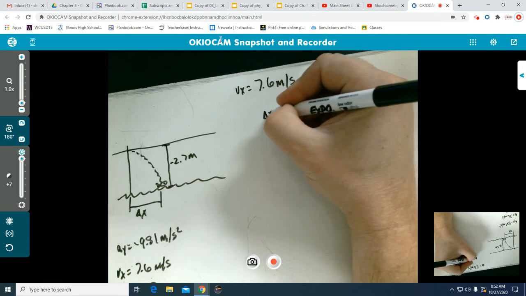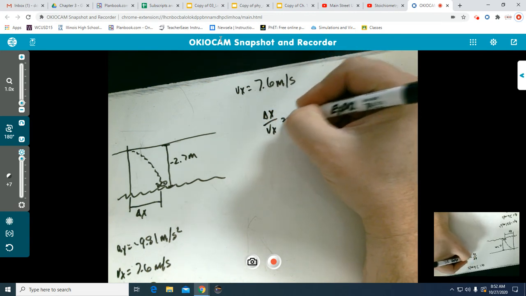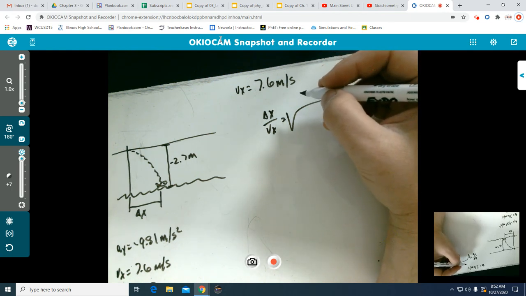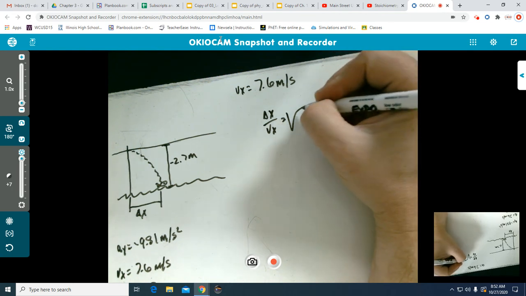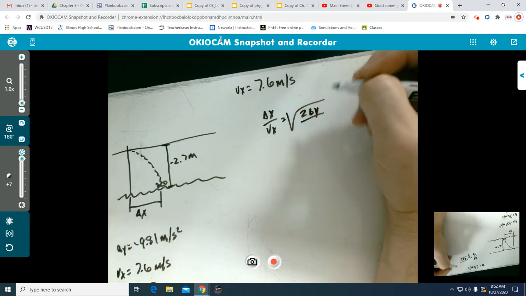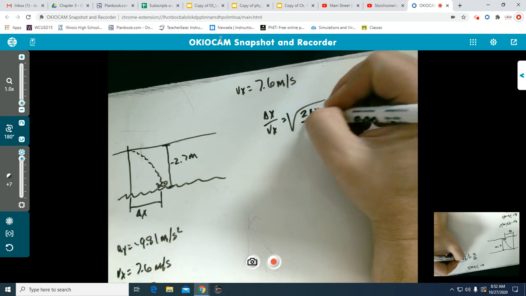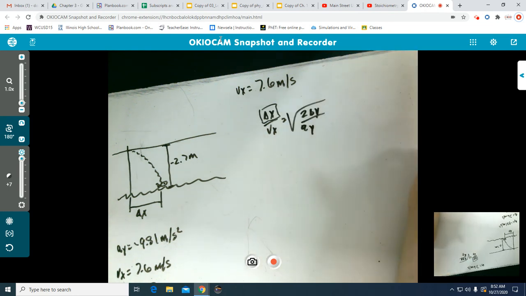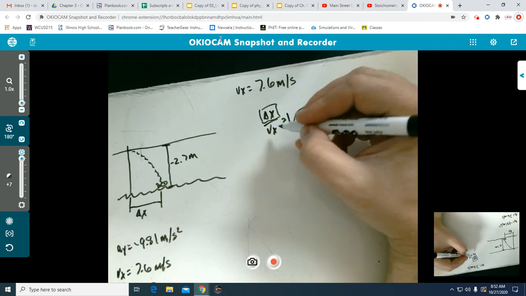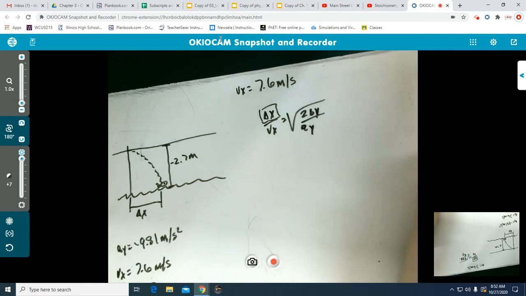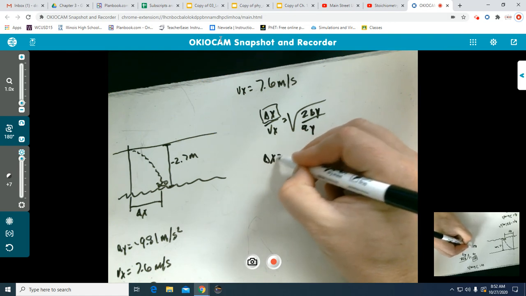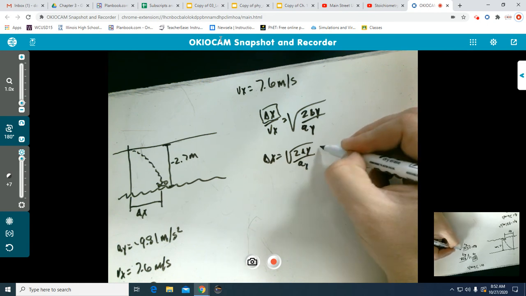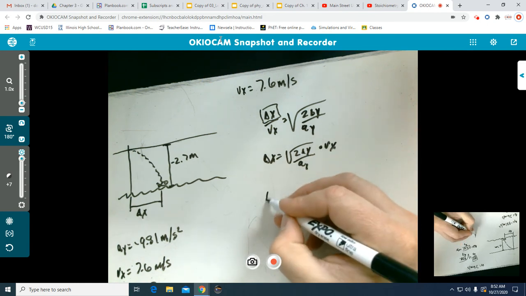All right, Vx is equal to the square root of 2 delta y over ay. This time we're solving for delta x. So all I have to do is multiply both sides by Vx, and we're good to go. So delta x is equal to the square root of 2 delta y over ay, multiplied by Vx.